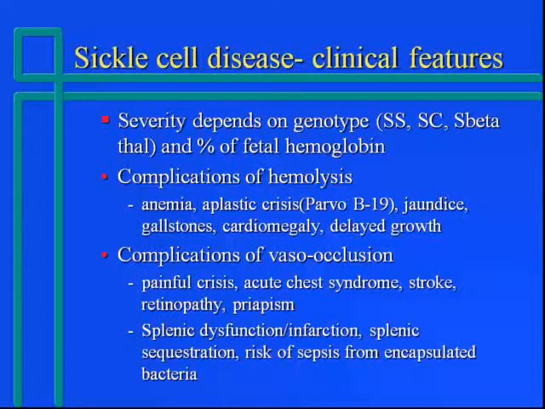Acute chest syndrome is a serious complication of vaso-occlusion from pulmonary infarcts. Patients can develop stroke, retinopathy, and priapism, and these are all serious complications. Patients with sickle cell disease have varying degrees of splenic dysfunction. They can have full infarction, or they can have sequestration, where the spleen becomes acutely enlarged, pooling red blood cells and leading to severe anemia. We know very well that these patients are at high risk of sepsis from encapsulated bacteria because of their splenic dysfunction.